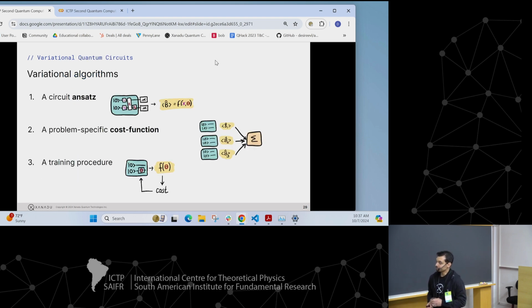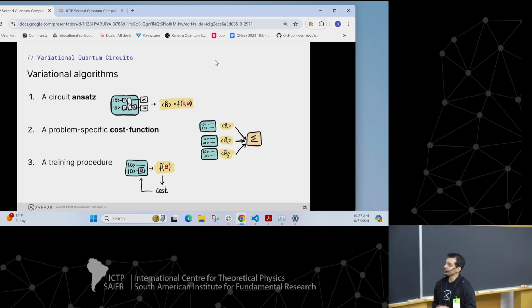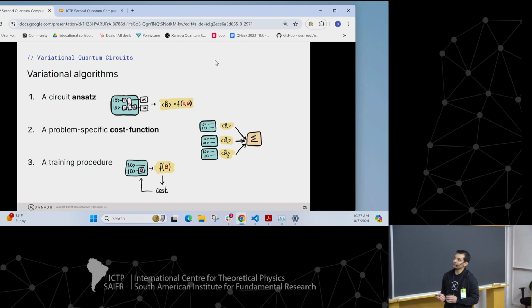So the 3 main ingredients that we're going to see in variational algorithms are a circuit ansatz, which again you can think of as your guess for your wave function in this context, a cost function that you're going to minimize, and a training procedure to minimize this cost function.